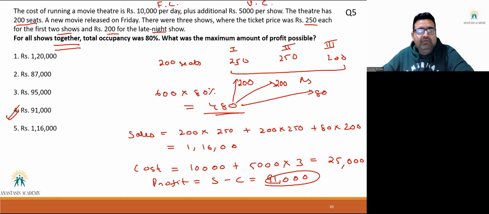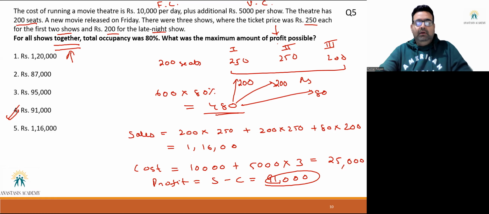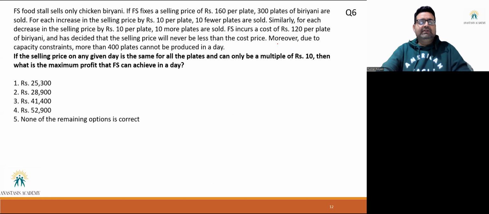Right. So there is a lot of possibility of mistakes. So just carefully read it. Together was one keyword, and the other keyword was you are supposed to calculate profit, not the sales. Right. Let's come to the next one.